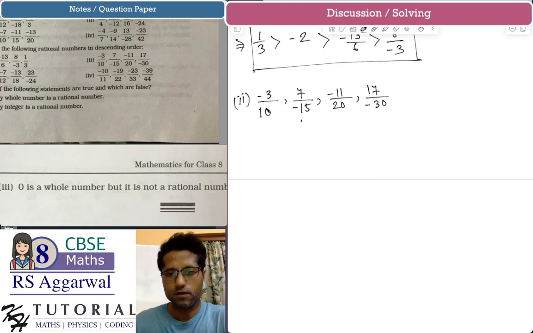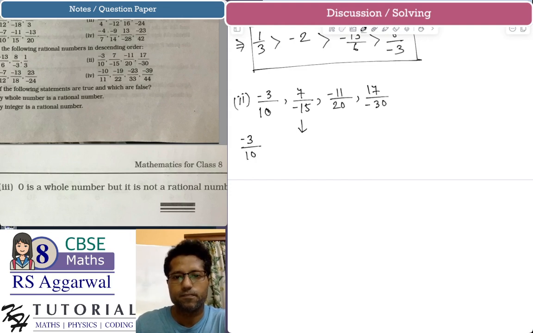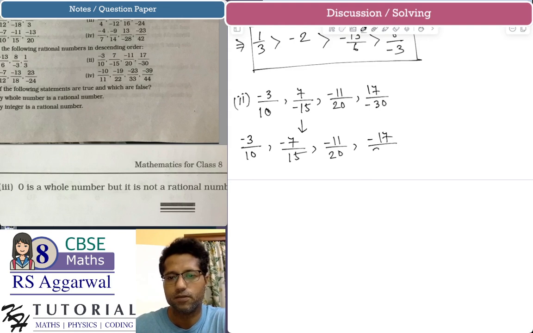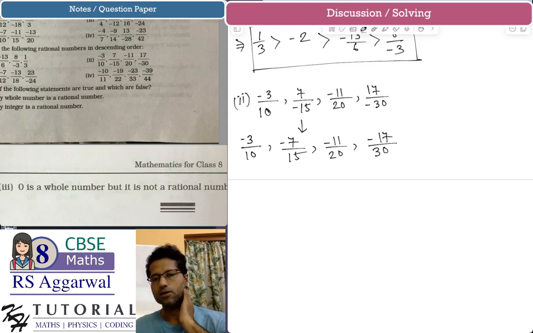First we have to convert all the rational numbers to their standard form. Minus 3 by 10 is already in standard form. 7 by minus 15, the denominator is negative, so to make it positive, it becomes minus 7 by 15. Minus 11 by 20 is already in standard form. And 17 by minus 30, we have to make the denominator positive, so it becomes minus 17 by 30. Now we see all the rational numbers are negative and the denominators are different.